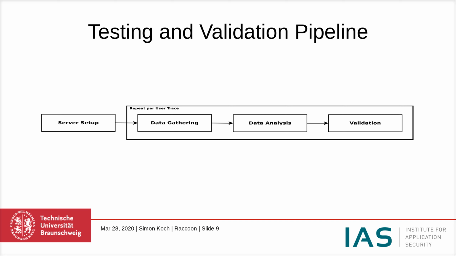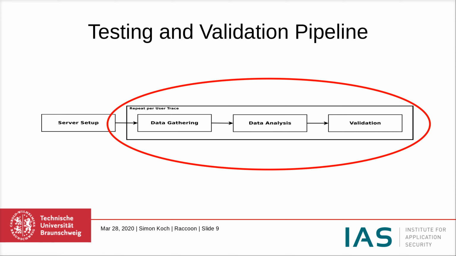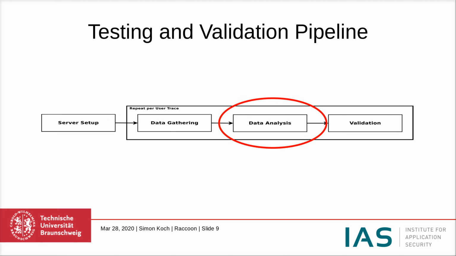Our pipeline consists of first setting up the server, which has to be performed for each application that we want to test. The setup enables us to collect the data we require and later on interact with the server to enable testing. The next part of the testing pipeline has to be performed for each user trace and consists of data gathering, data analysis, and the testing and validation of the tests based on the previous steps.